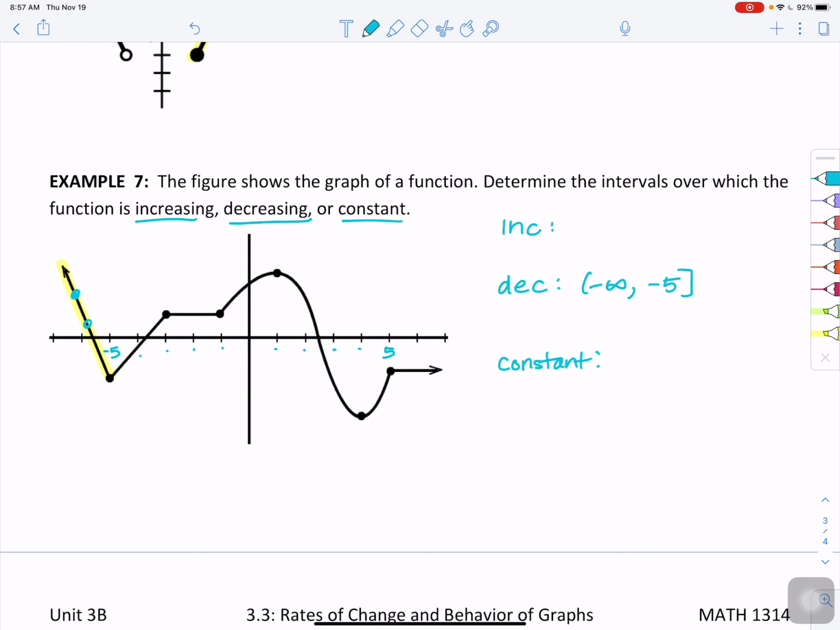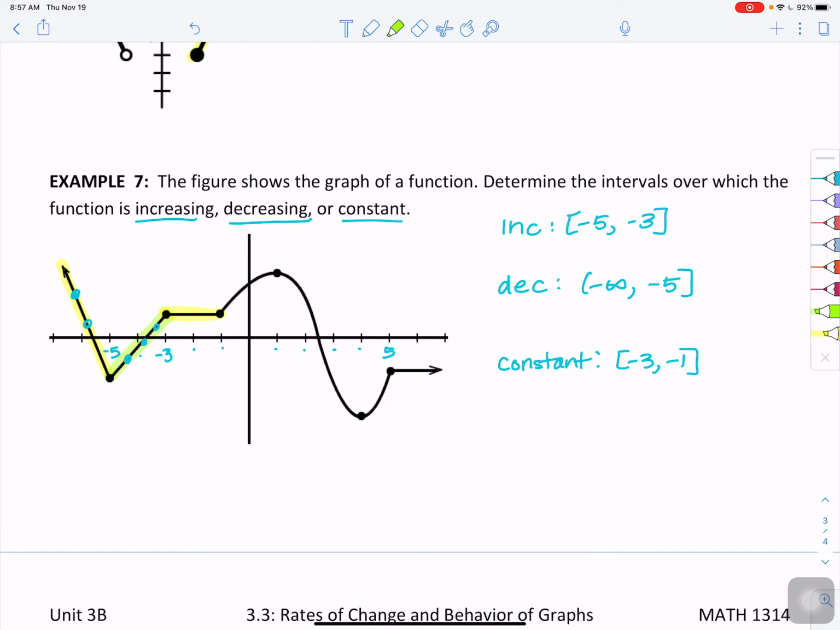Okay, let's go to our next piece. It's right here, and we definitely have our y values increasing. So I'm going to go from -5 all the way, that looks like a -3 there, to -3. Now we have a part of the graph that is constant. So that is from -3 to -1.